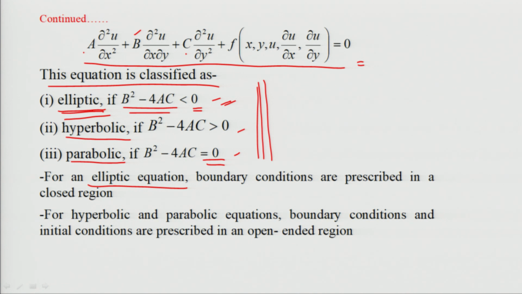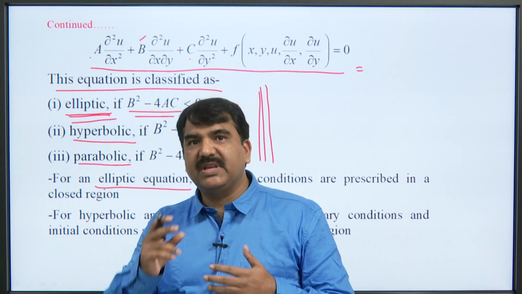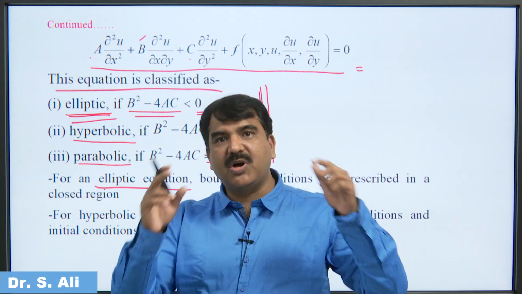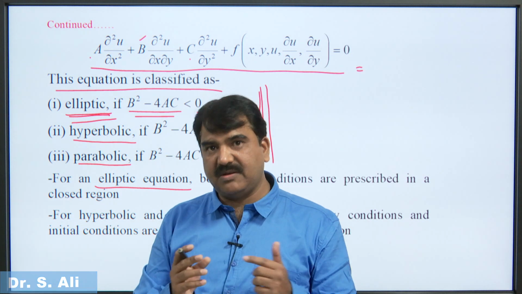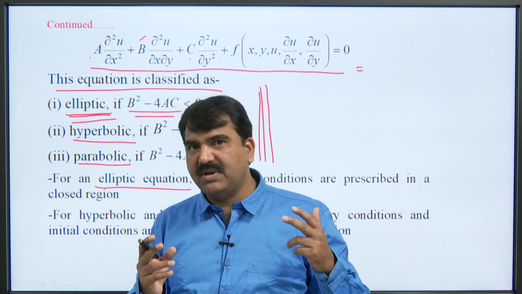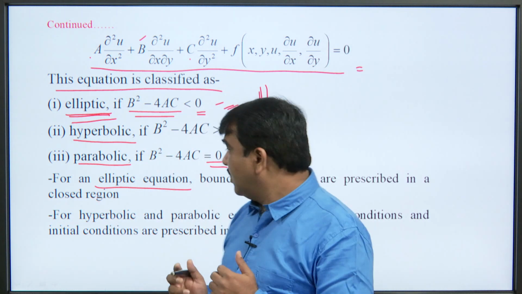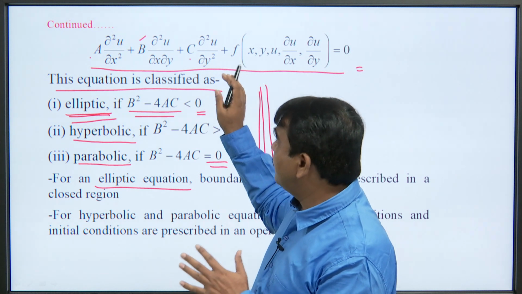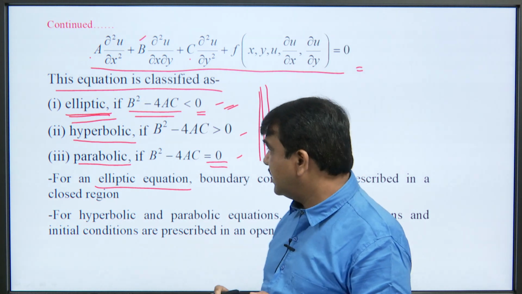Smoothness means whether it is differentiable or non-differentiable, whether it is differentiable within the range or outside the range, or on the boundary, what is the smoothness of the solution, or is the solution differentiable within the range or not. So, in this way we have to find the classification of the second order partial differential equation.